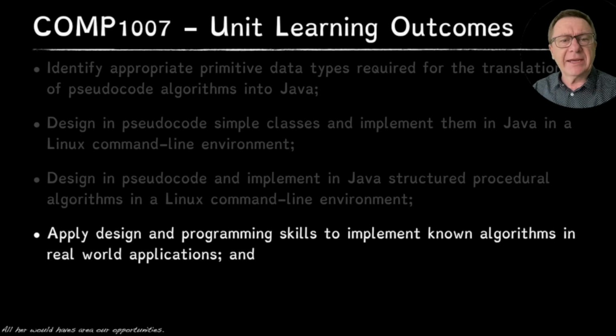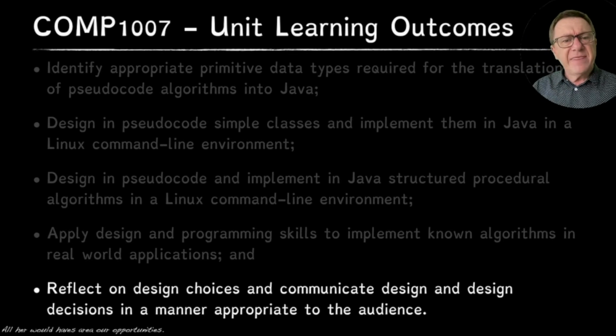Apply design and programming skills to implement known algorithms in real-world applications. So we're going to be taking, and really designing and programming up algorithms, things like file reading, data processing, these kinds of things, and applying them into semi-real or real-world applications where you could apply them. And the other thing we want to do is reflect on design choices and communicate design and design decisions in a manner appropriate to the audience.